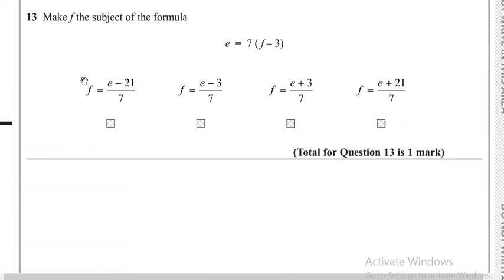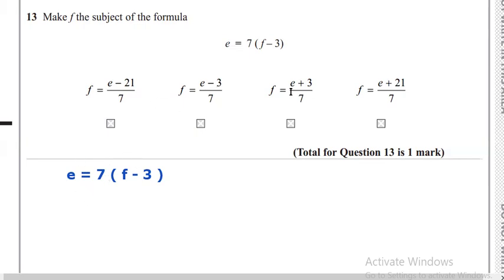Question 13. Make f the subject of the formula. Here, this is the formula. Let me write it down here so I can show you the steps. So E equals 7 multiplied by a bracket of F minus 3, close bracket. Now, you can see that the 7 is multiplied here. So I can take it by expanding inside, or I can take it to the other side by dividing.